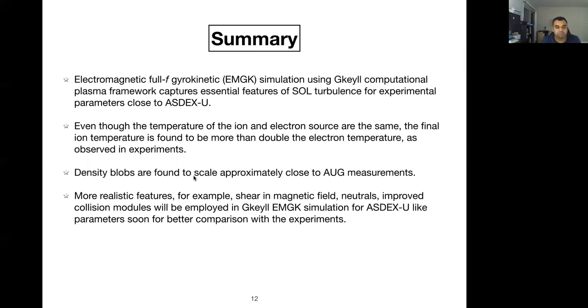More realistic features, for example, shear in the magnetic field, neutrals, or even better collision models, specifically the things that I'm working on now. We explore high density, high collisionality plasmas. The shear and the neutrals have been implemented, but the collision modules are what we are working on. And once they are implemented, I will explore the ASDEX Upgrade-like parameters and then try to capture the other regimes also.